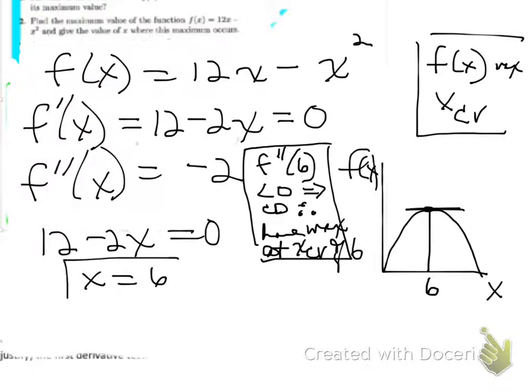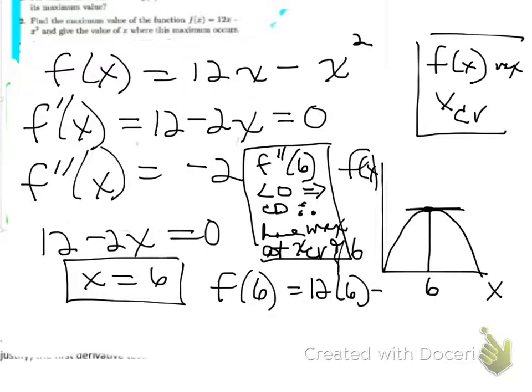So here's one of our answers. The other answer we get by plugging 6 into the original function, and that's going to be 12 times 6 minus 6 squared. What's 12 times 6? 6 times 2 is 12, so that's 72 minus 36. That equals 36. So our function value will be 36, and our critical value for the x will be 6. And you have completely answered that question. Let's move on to question 3.